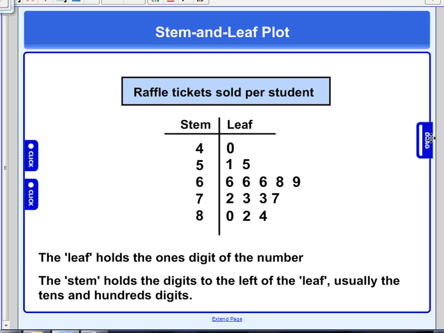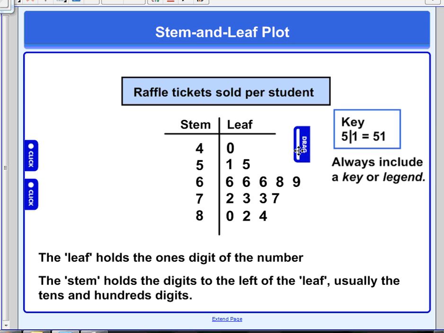All right, now with every stem and leaf plot, you do need to make some type of key. This basically is just telling the person reading your stem and leaf plot how to read it. So in this case, we have 5, and you just write a line, 1 equals 51. That's all you have to do for a key. Just telling them that when you read this line, you should read it as 51.